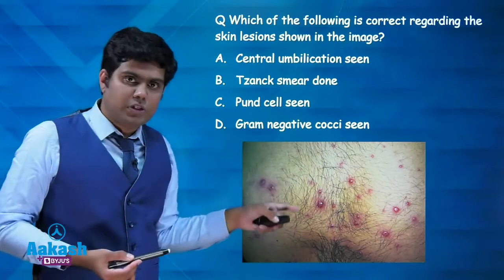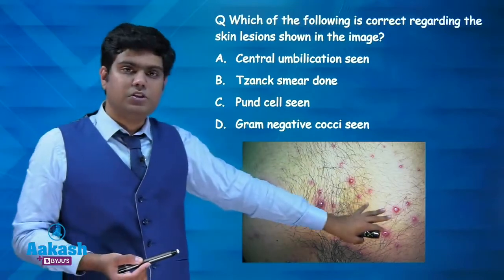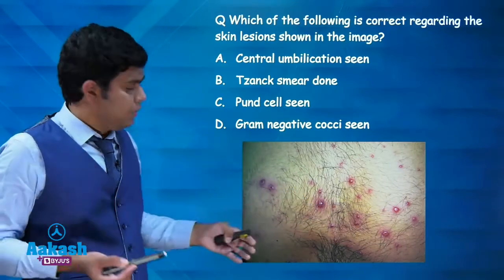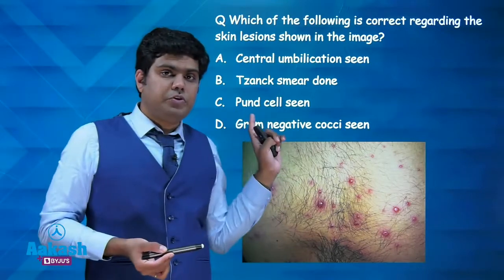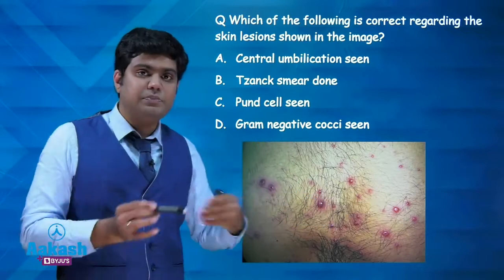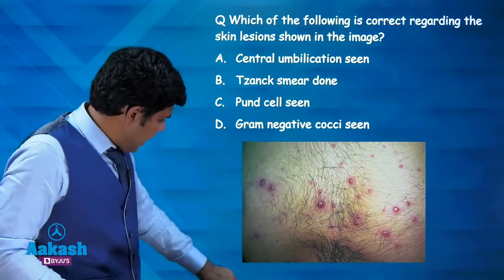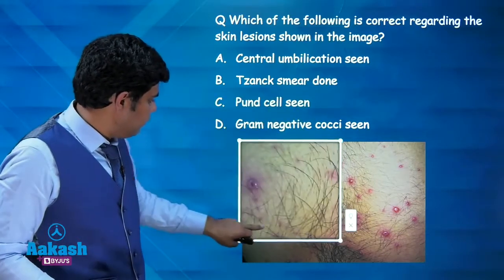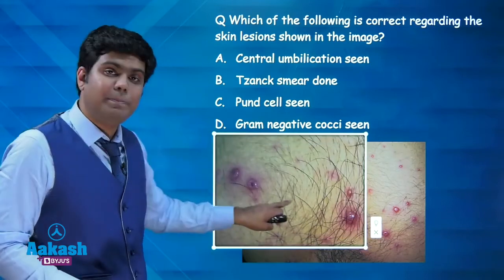So some students felt that they were able to see the umbilication. So what was it then? If you see the previous picture, there are grouped vesicles, no umbilication. Here the lesions are dispersed, they are not grouped. And if you see closely, they are umbilicated, central umbilication.